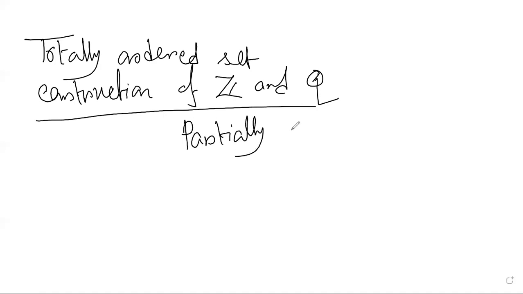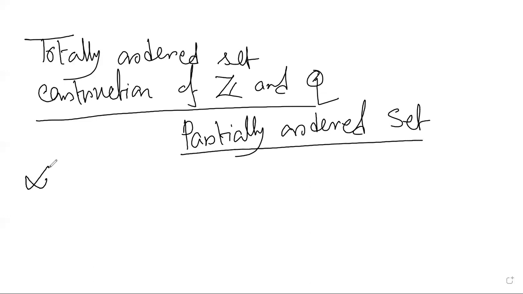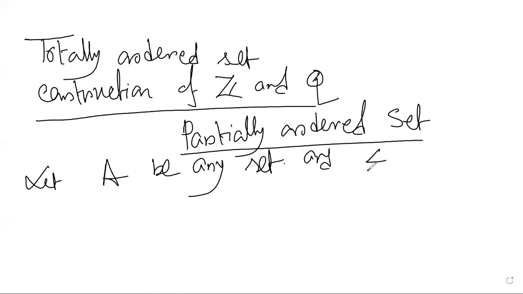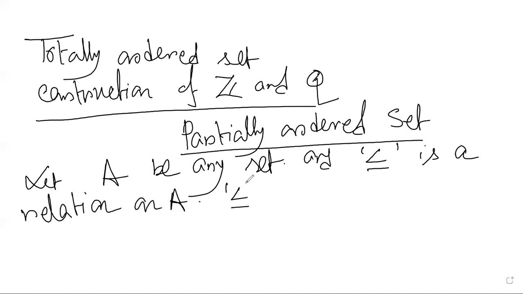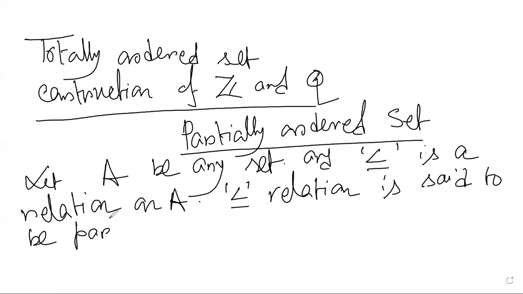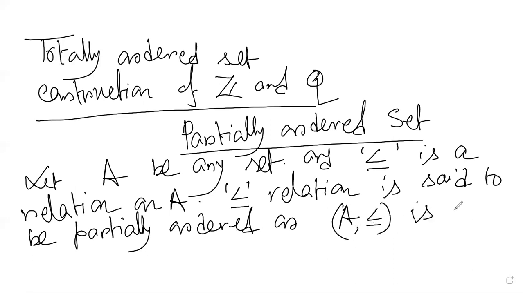Partially ordered set. Let A be any set and less than or equal to is a relation on A. Now this relation is said to be partially ordered, or A together with less than or equal to is said to be a partially ordered set.